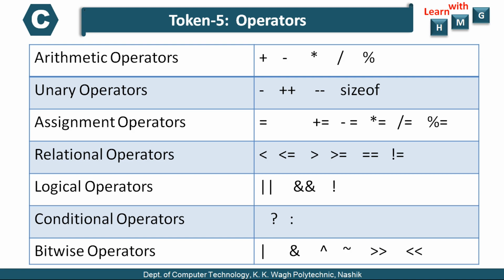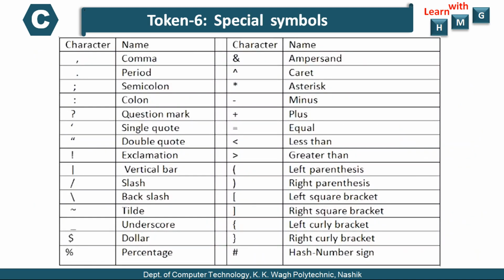Next, the last token of C is special symbols. I already explained some of the symbols, and here is a table which gives you all the symbols available on your keyboard, and you can make use of them for writing your C program.